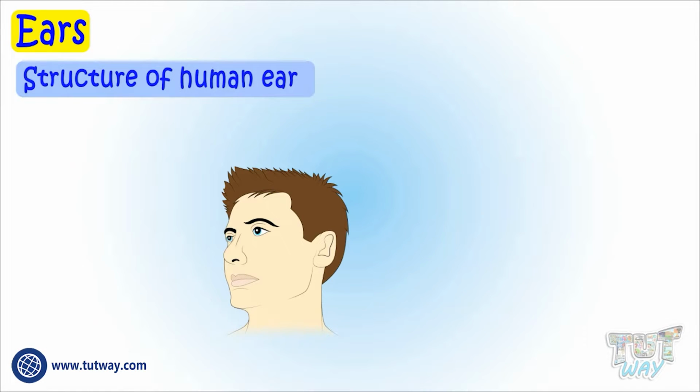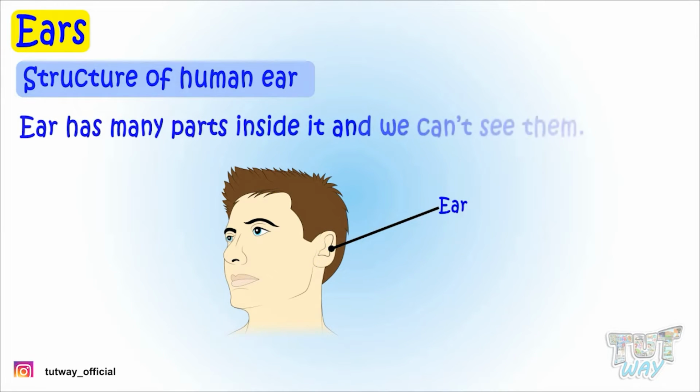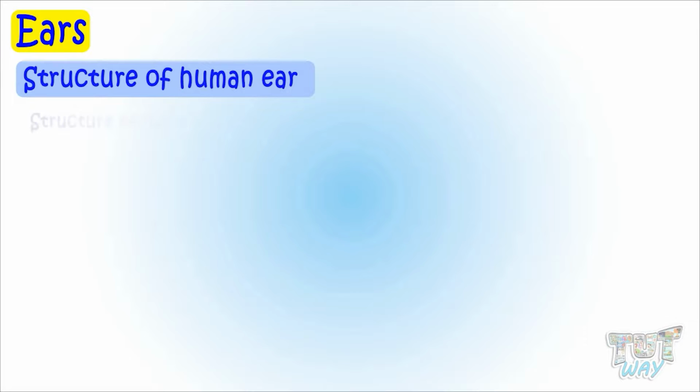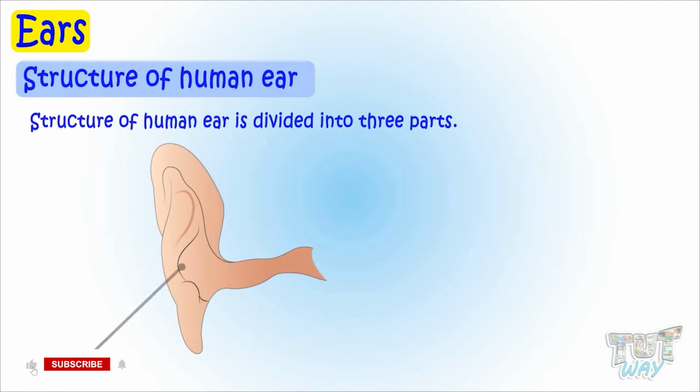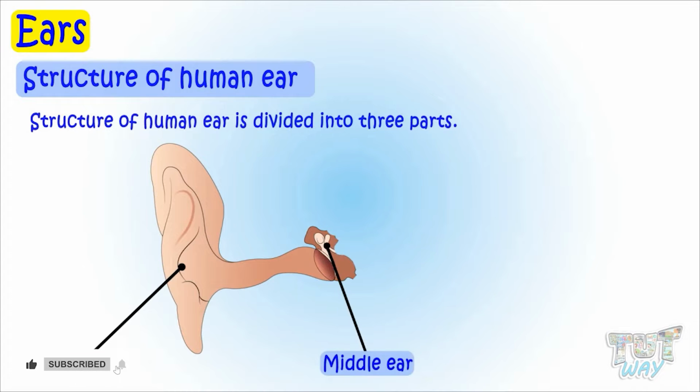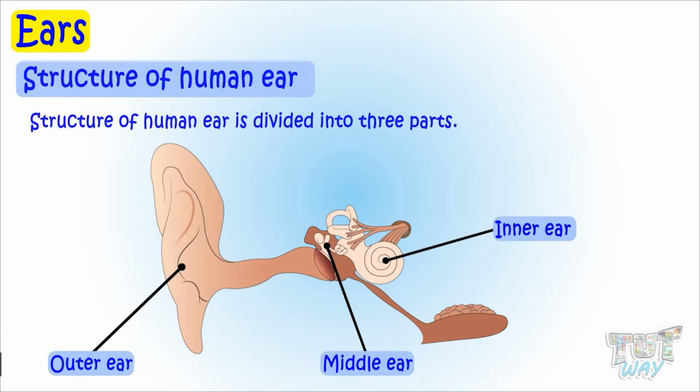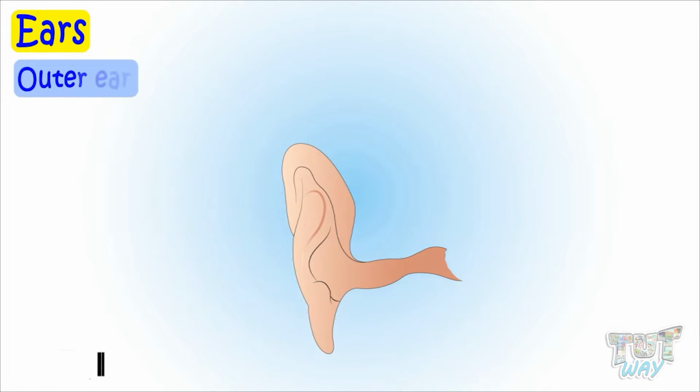Ears are not just what you see on the side of your head. It has many parts that are inside and we can't see them. Let's see. The structure of the human ear is divided into 3 parts: outer ear, middle ear, and inner ear. Let's first learn about the outer ear.